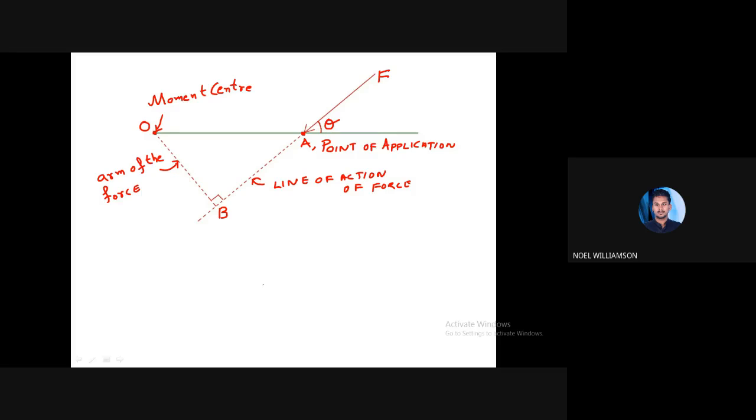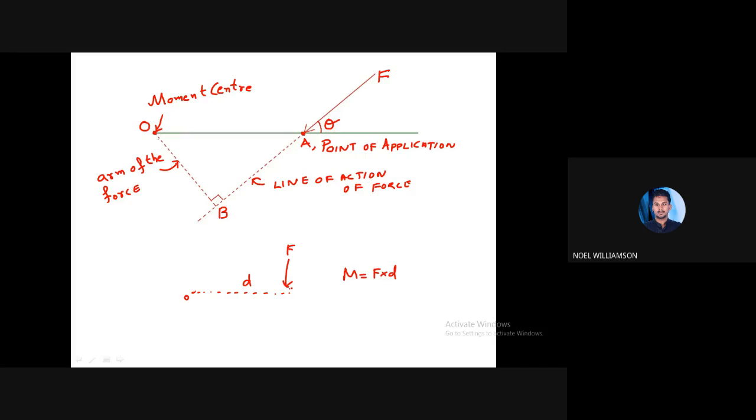Now, in order to do the problems, we have to consider this thing. Suppose in this problem, you have a point O about which you have to find the moment, and the force F is given here. If the perpendicular distance D is known, then you will get the value M equal to F into D.